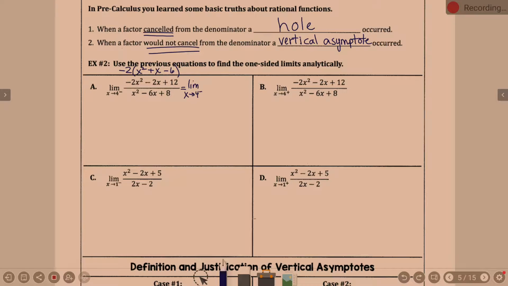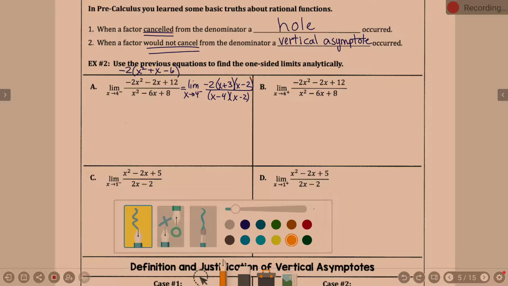If we keep factoring, can we keep factoring? On top, if I put the negative 2 out front, then x squared plus x minus 6 will factor into x plus 3, x minus 2. See, I'm not holding your hands here. You gotta know it. On bottom, we could factor it into x minus 2, x minus 4.